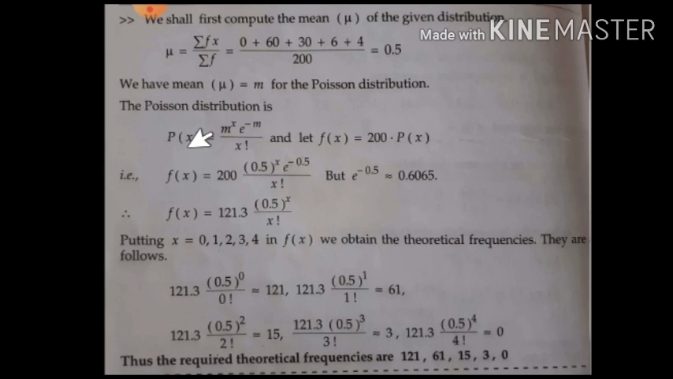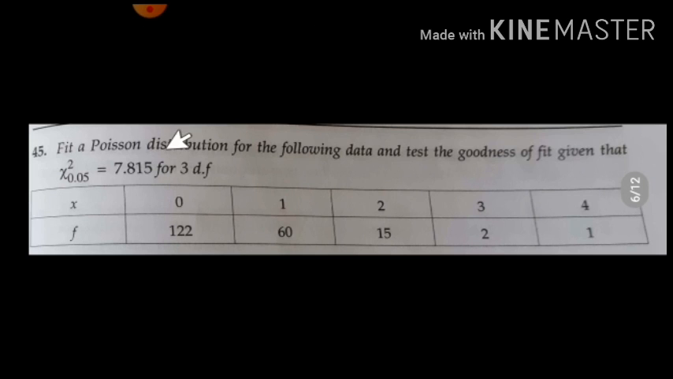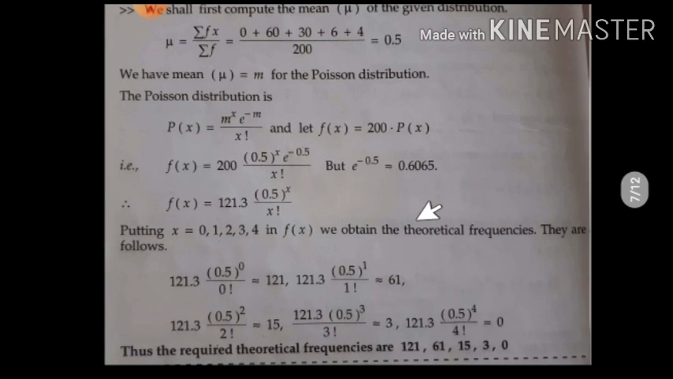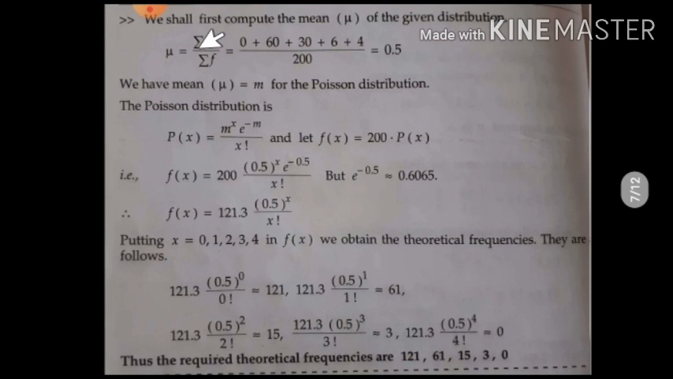We need to calculate the Poisson distribution with the formula m to the power of x into e to the power of minus m by x factorial, where m stands for the mean of the distribution. Now in the given data there is no mean value given, they have given some distributed, discrete data. So from this discrete data we need to find the mean. From the statistical concept we can find the mean for discrete data using the formula summation fx divided by summation f.